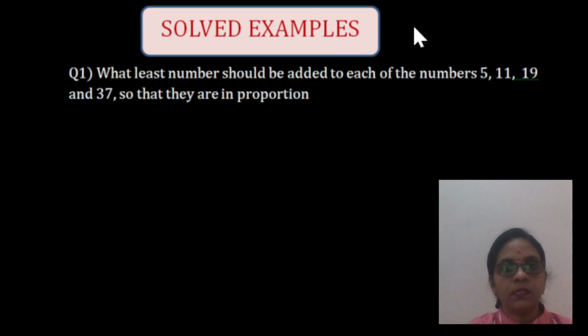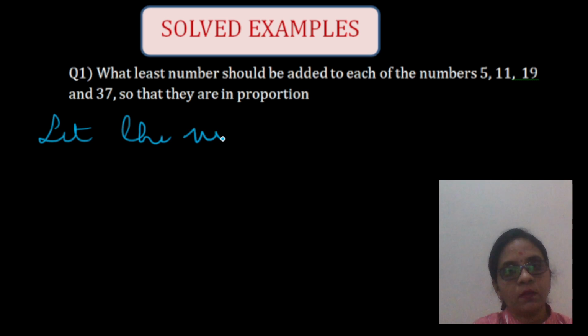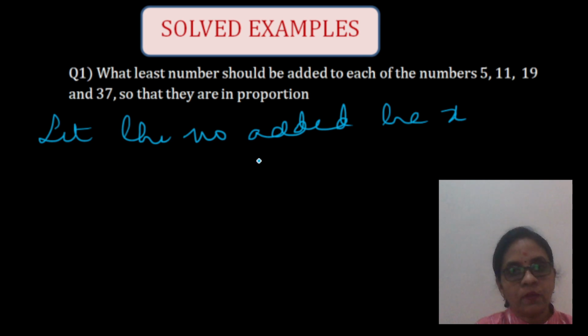The first one is, what number should be added to each of the numbers 5, 11, 19 and 37 so that they are in proportion? So these numbers as they are not in proportion. That's what they have told. So what do we do? We have to add some number. So let the number added be x. So we will add x to each of the numbers.